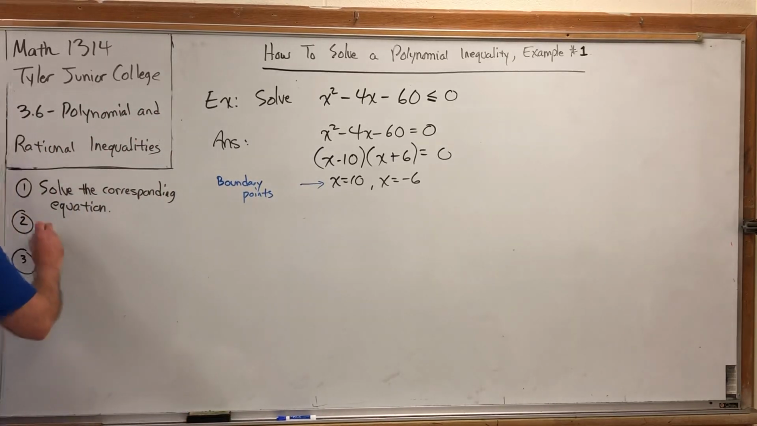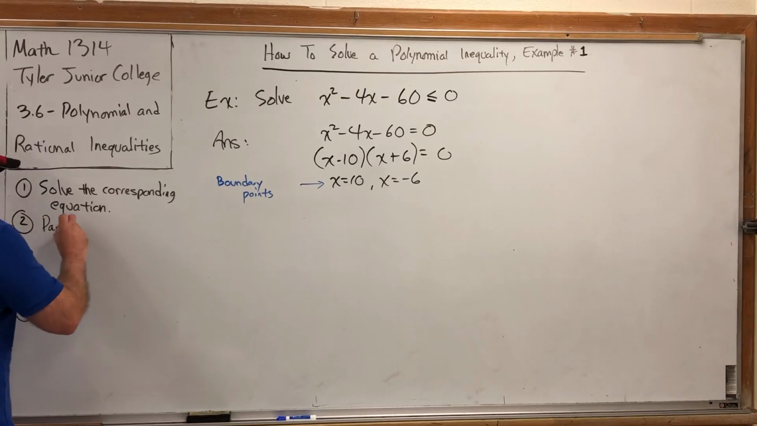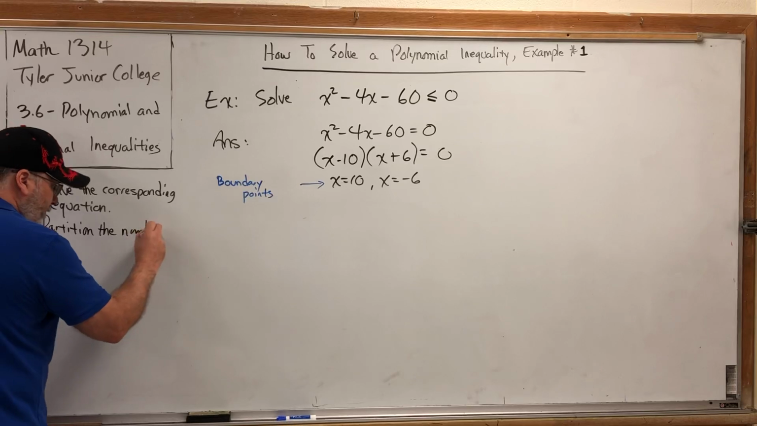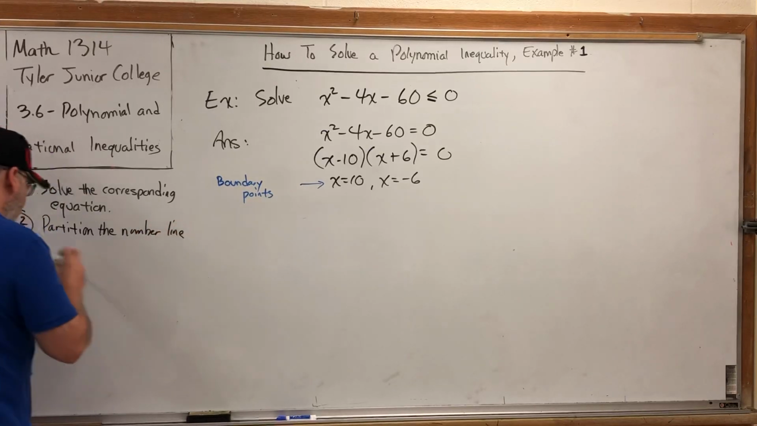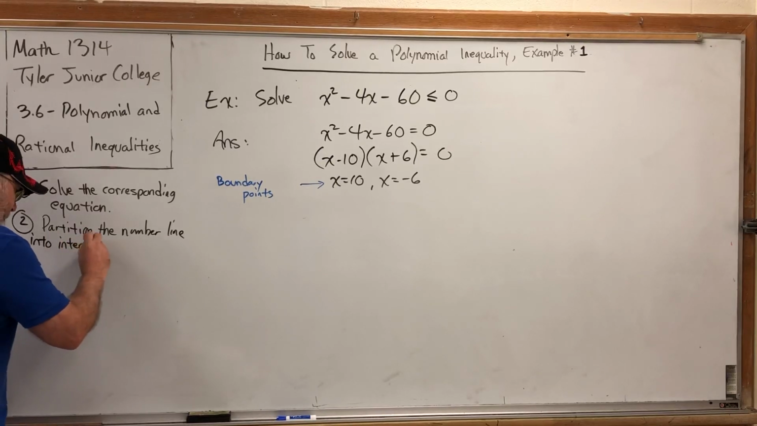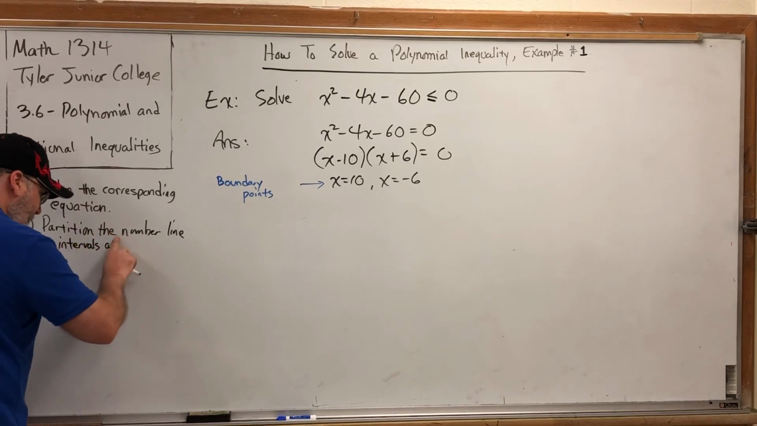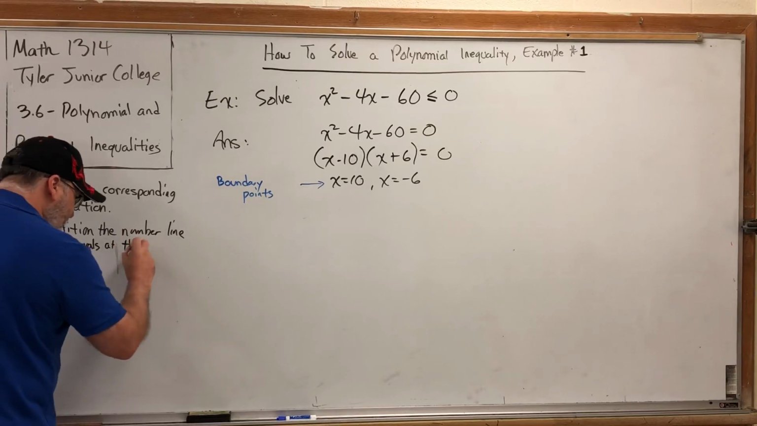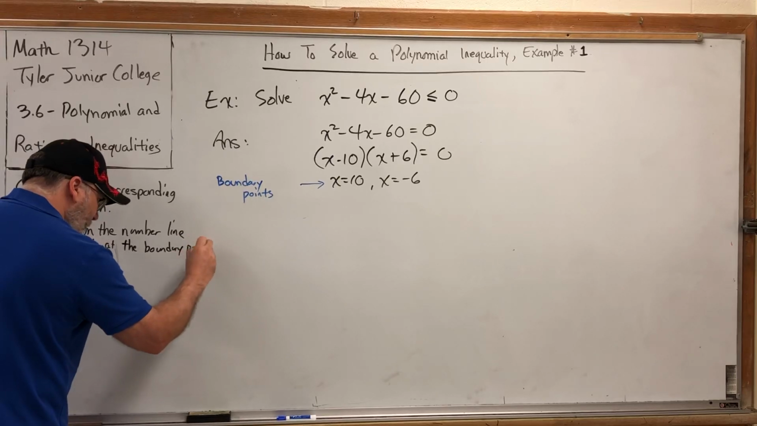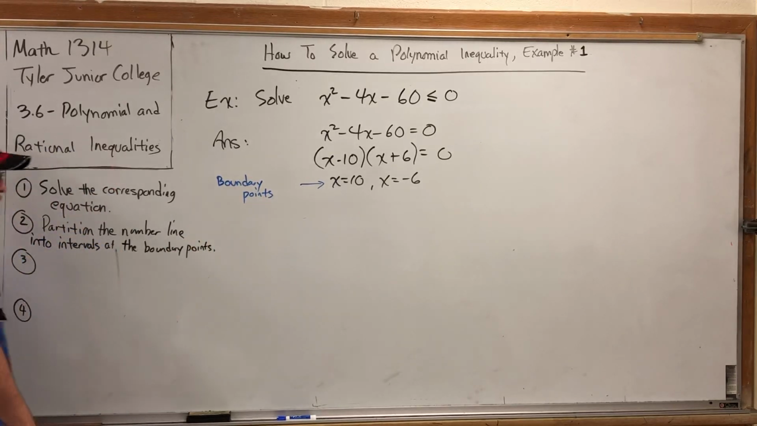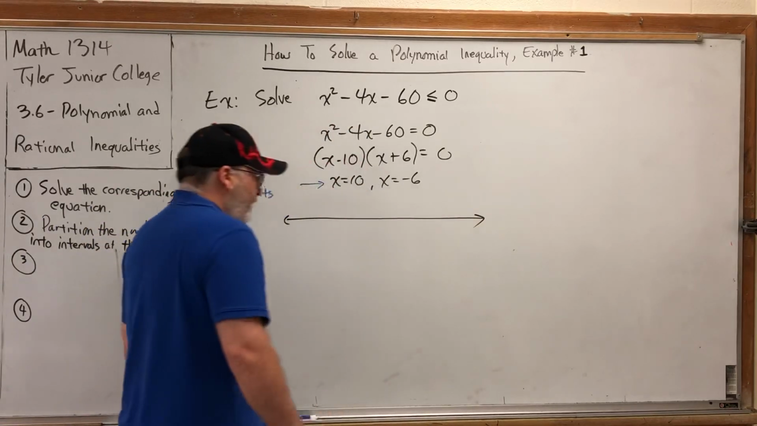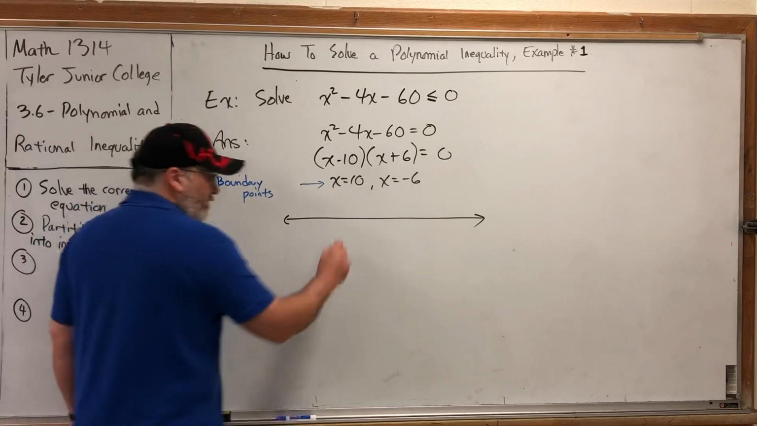Step 2, partition a number line into intervals at the boundary points. So we need to think about getting a number line and partitioning it at negative 6 and 10.